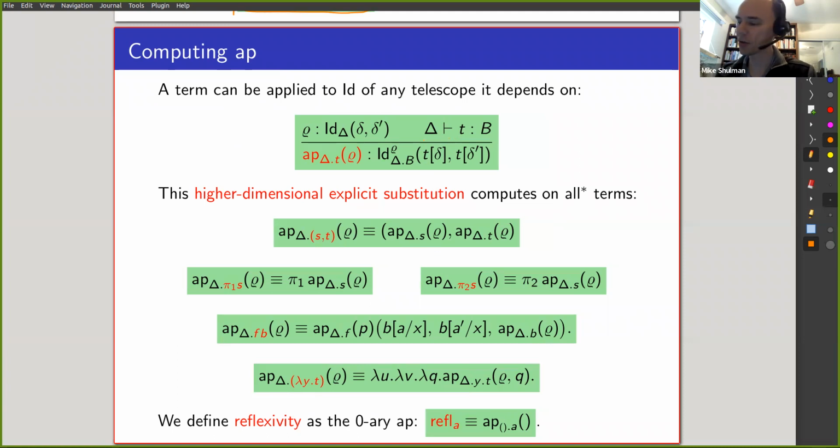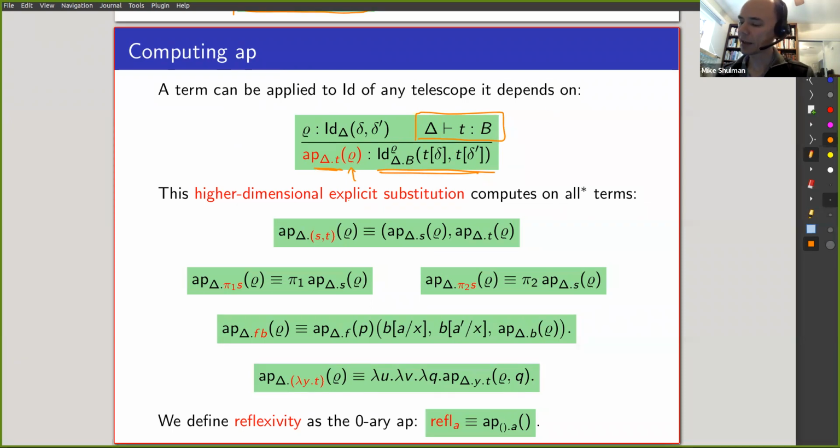So if I have any term t depending on any telescope delta and some identification in delta, then I can bind delta in t and apply it to that identification to get an identification between the outputs of t substituted by the left and right endpoints of that.